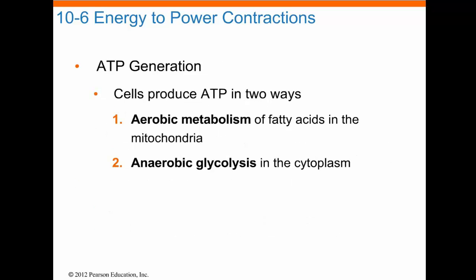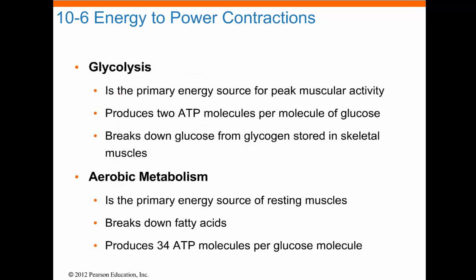The other way that energy is used to produce ATP is by anaerobic glycolysis. So the first one is aerobic metabolism of fatty acids in the mitochondria, and the second one is anaerobic glycolysis in the cytoplasm. Glycolysis is the primary energy source for peak muscular action, and it produces 2 adenosine triphosphate molecules per molecule of glucose, and it breaks down glucose from glycogen stored in skeletal muscle.